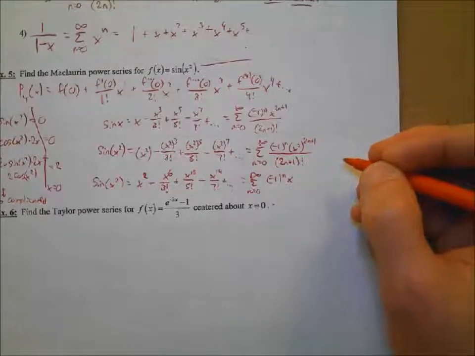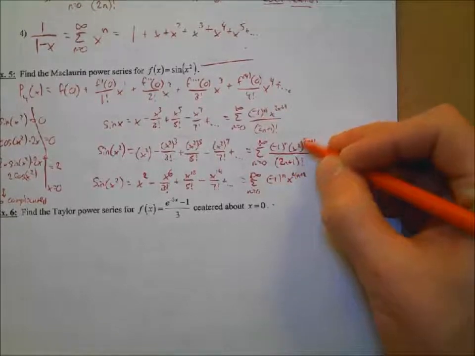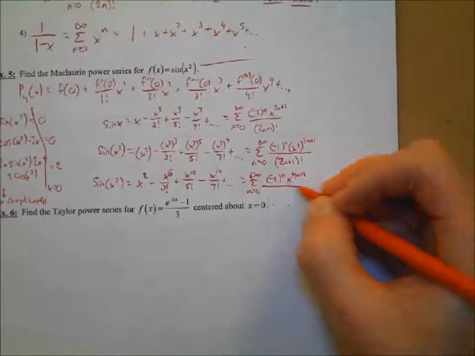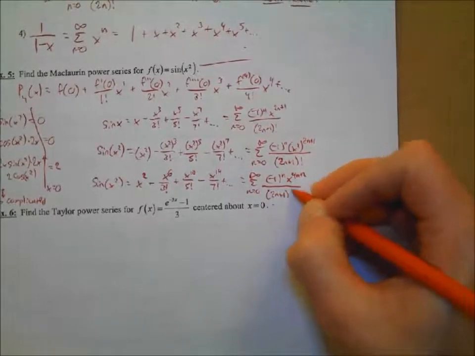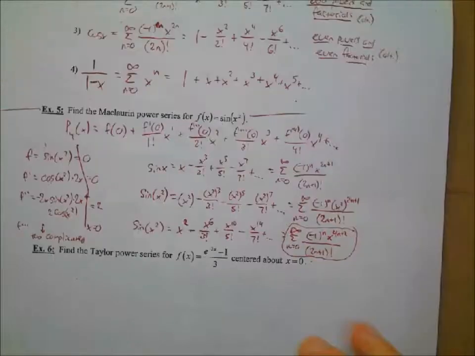4n plus 2, right? The 2 distributes both to the 2n and to the 1 there. So it's x to the 4n plus 2 over 2n plus 1 factorial, okay? And so that we'll say is our final simplified answer there.